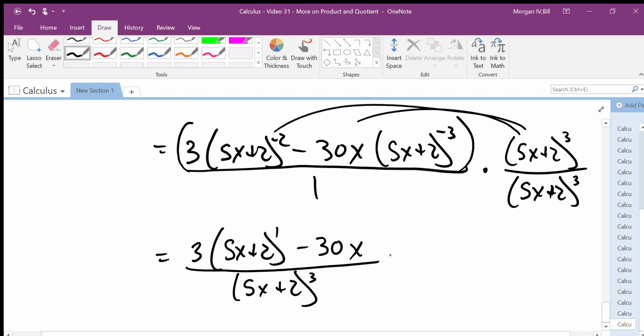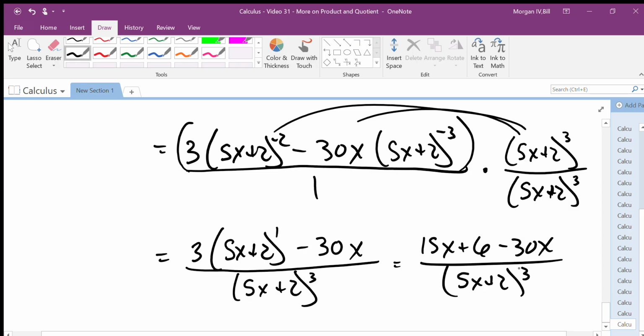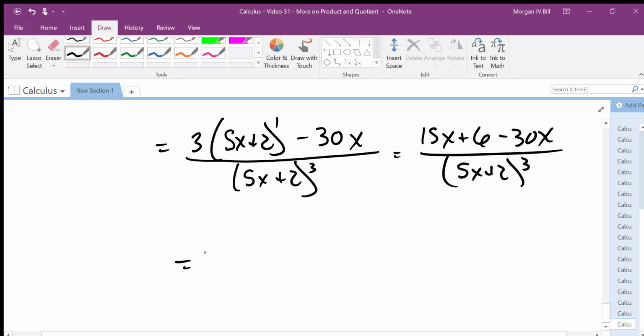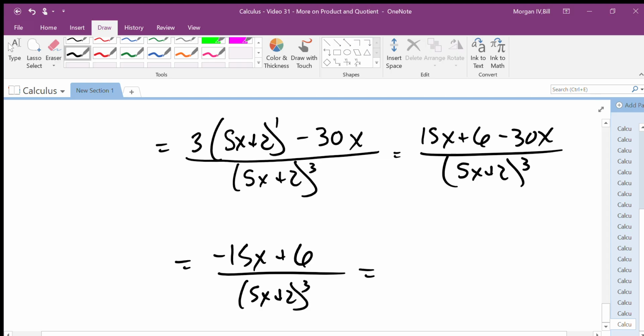And if I combine those, I get 15x plus 6 minus 30x over 5x plus 2 to the third. That is negative 15x plus 6 over 5x plus 2 to the third. Because negative 15 and 6 both divide by 3, maybe even negative 3, if I factor out that negative 3, I have 5x minus 2 over 5x plus 2 to the third, which is the same answer that I had before.